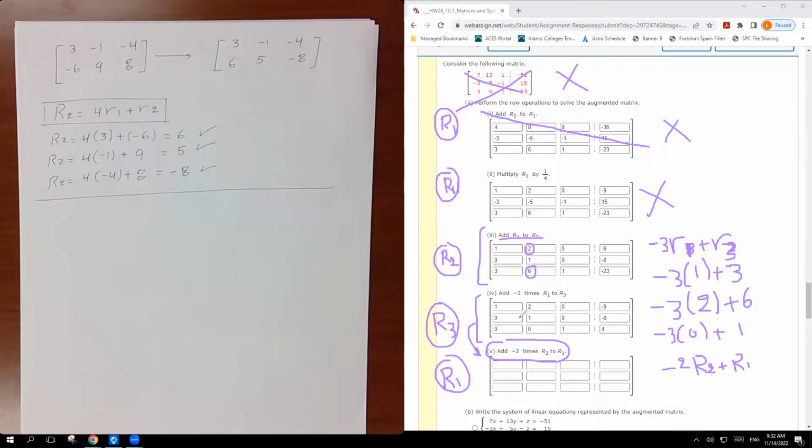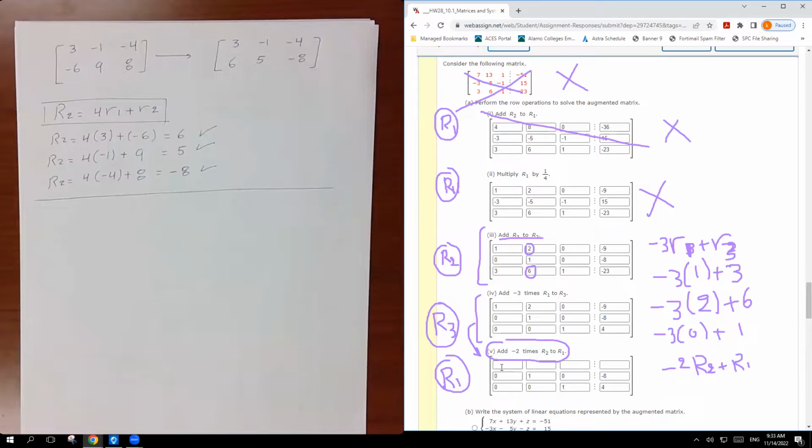R2 and R3 are going to be the same. So R2 is going to be 0, 1. I'm not going to do any change here. Negative 8. And here 0, 0. And here's 1. And here's 4. The change is going to be on R1. I'm going to get a new R1. How? By saying negative 2 times R2.